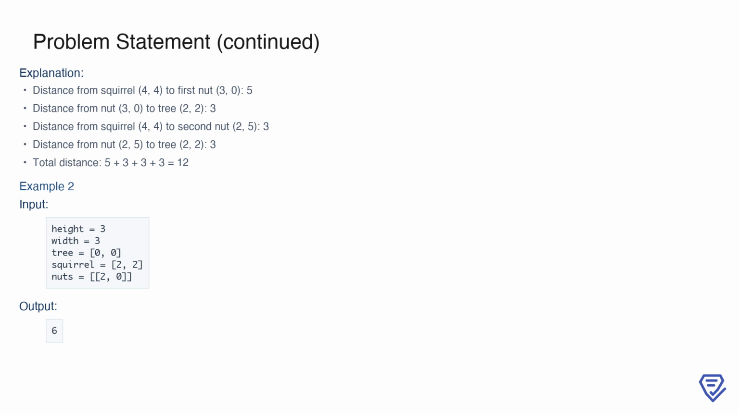Now, let's consider a second example. In a smaller 3x3 grid, the tree is located at 0, 0, the squirrel starts at 2, 2, and there is one nut at 2, 0. The squirrel first moves 2 units to reach the nut and then another 4 units to carry it to the tree, resulting in a total distance of 6.